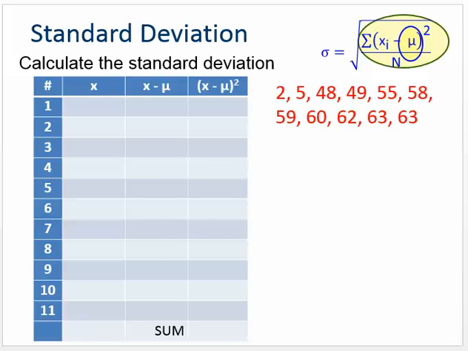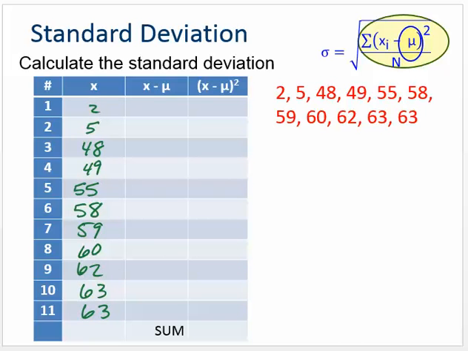What this table does now is allow us to write our data in here. And we'll go through this several times in the process. X, well, I'm going to start putting my numbers in here. This is just my numbers: 2, 5, 48, 49, 55, 58, 59, 60, 62, 63, and 63. Okay, there's our numbers.